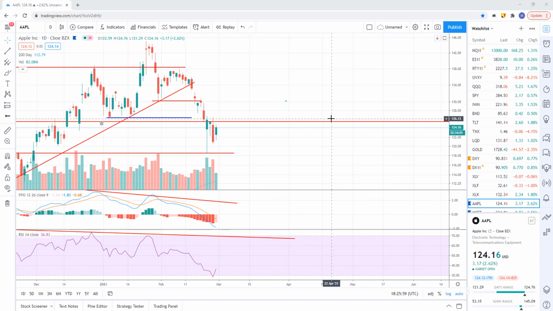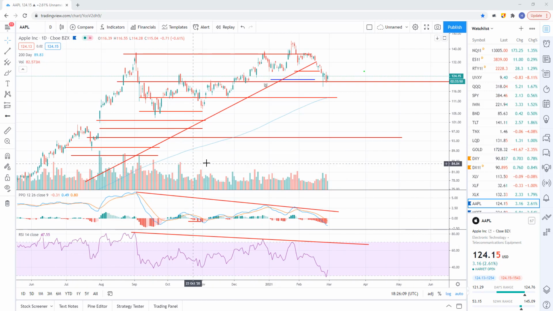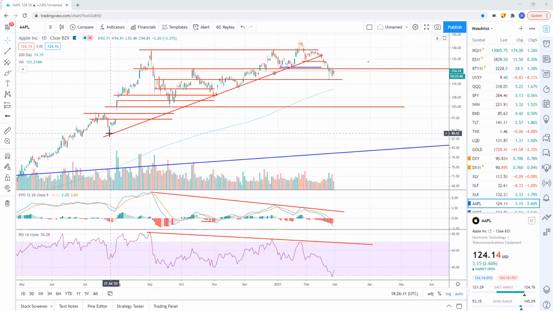Apple's contributing to the bounce in the triple Qs, but nothing technically has changed on the daily chart. If I go back there, you can see here's your trend line on the daily. Nice clean trend line. Negative divergence was building, and so you wait for a break of trend line support.